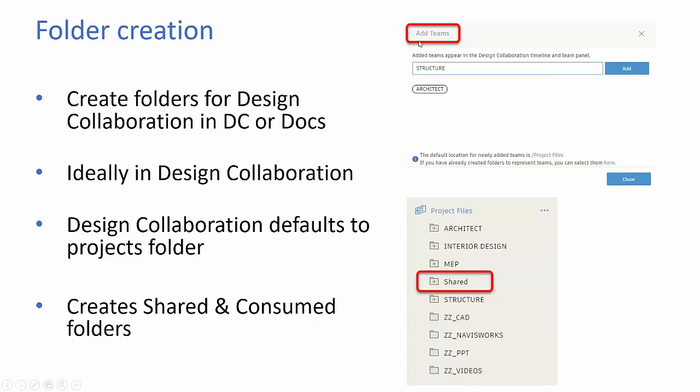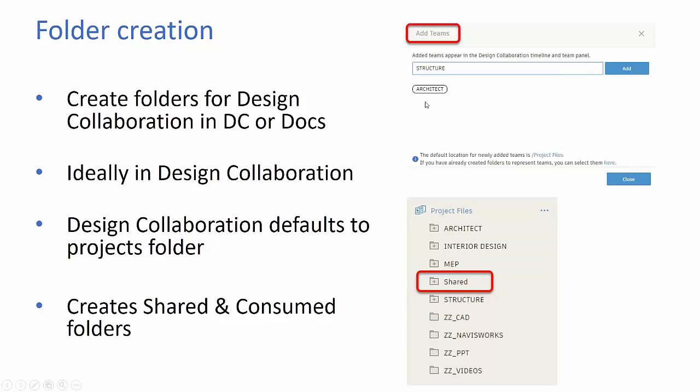When you activate that design collaboration module, you're going to have the option to add teams. So a structural engineer, a hydraulics engineer, an architect, it could be a company name. You add these inside of the Add Teams tool, and what this will do is it will default locate these project folders to the project files location, and it will create a shared folder and a consume folder inside of the team persona here. So you can locate them in other folders that you maybe already have created, but this is just the recommended out-of-the-box workflow, doing it all in project files.